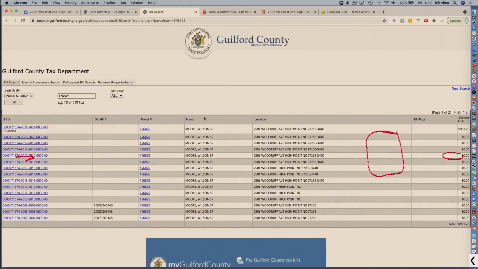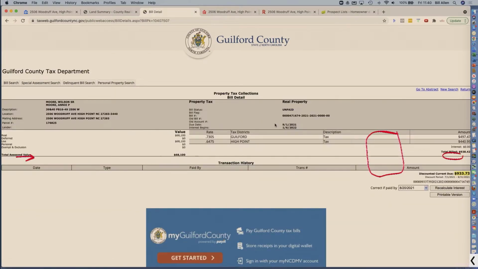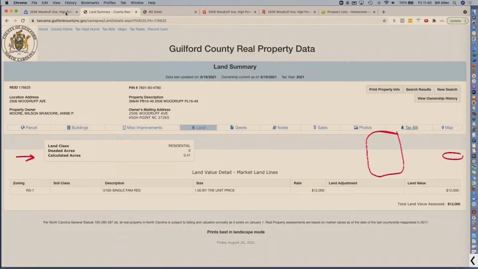Let's see, deed, some land, tax bill. Let's see if he's delinquent on his taxes. Maybe it gives us the tax bill. So he currently owes $933 on the tax bill, but it's not due till September 1st. So he's got to pay his taxes, $933 by September 1st. All right, so I've got what I need from here.